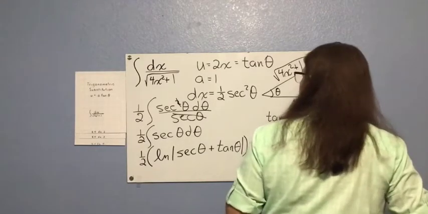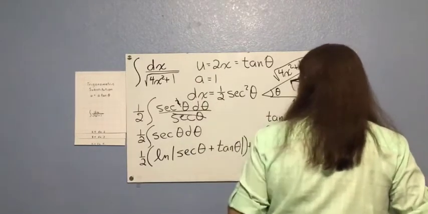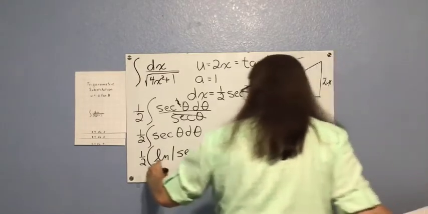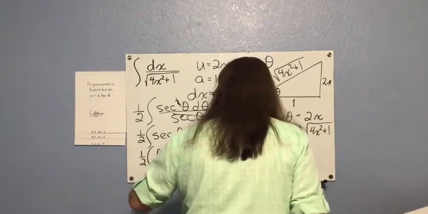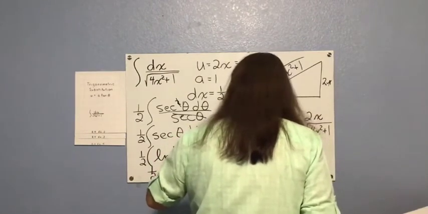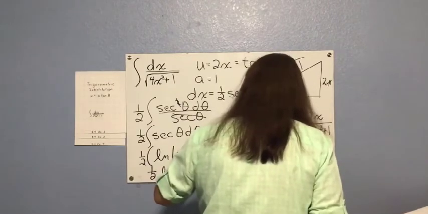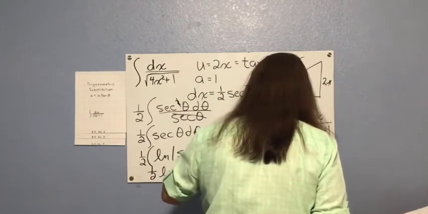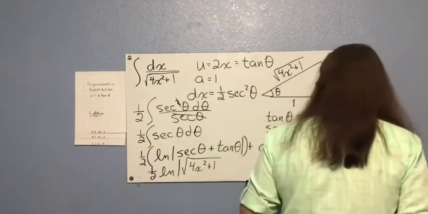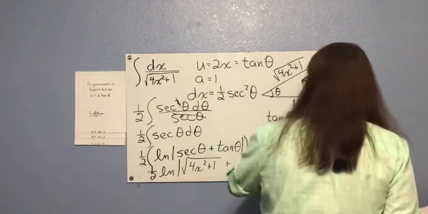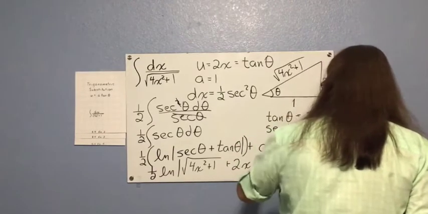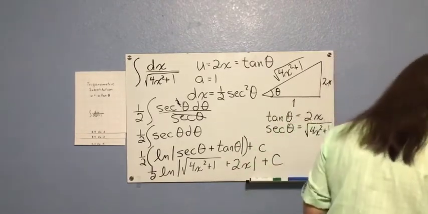Okay, substituting back to my original, secant theta was the square root of 4x squared plus 1, so I'm going to have 1/2 natural log absolute value of the square root of 4x squared plus 1. And then my expression for tangent theta was 2x, so plus 2x. Close out my absolute value and add the constant.